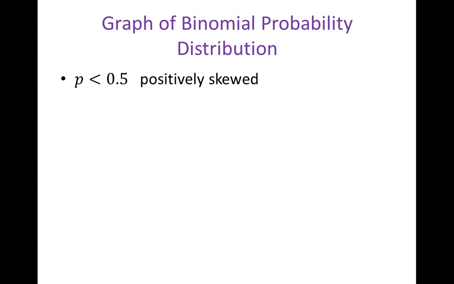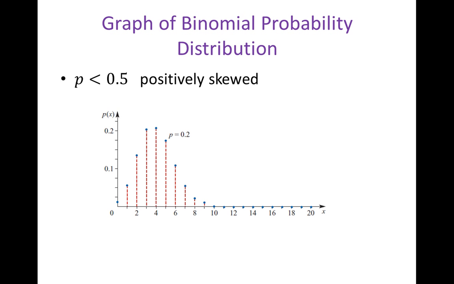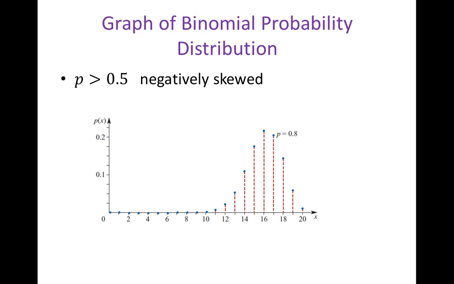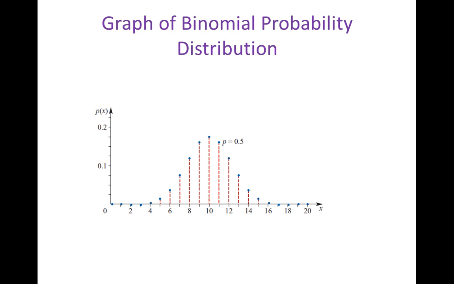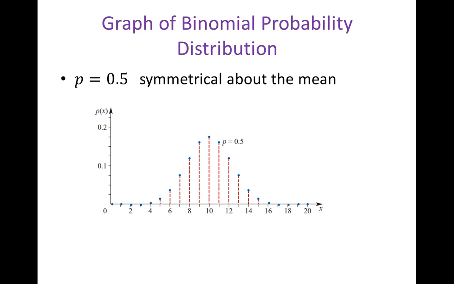The graph of the binomial probability distribution, where P is less than 0.5, is positively skewed. If P is greater than 0.5, it's negatively skewed. And when P is 0.5, it's symmetrical about the mean.